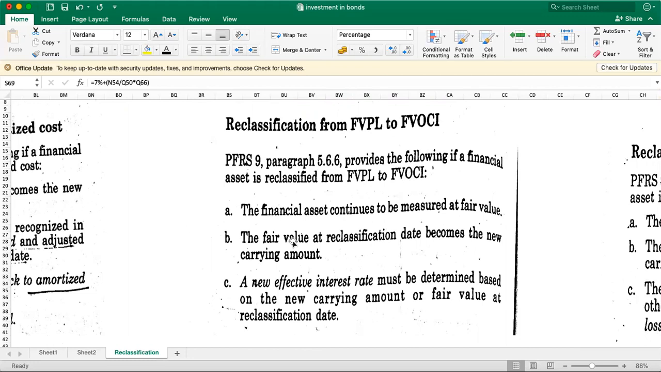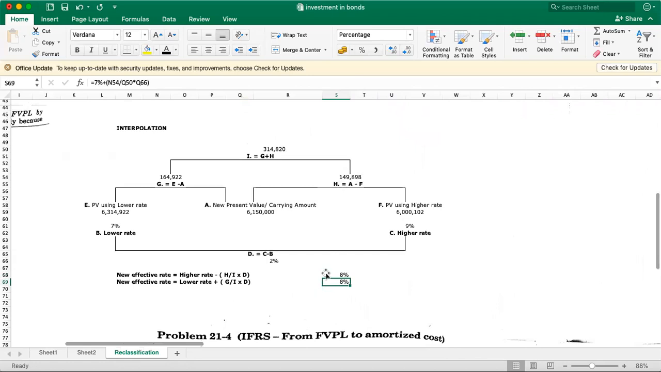Okay, so letter C, the new effective interest rate must be determined based on the new carrying amount or fair value at reclassification date. So this time, we need to compute a new effective interest rate. Why? Because, right, wala tayong amortization dito. So under OCI, because we have a new fair value, we need to compute a new effective interest rate that would equal the new carrying amount or fair value at reclassification under OCI, so that we could amortize the discount or premium. So how do we compute? Okay, same, the interpolation process, you can use this formula.